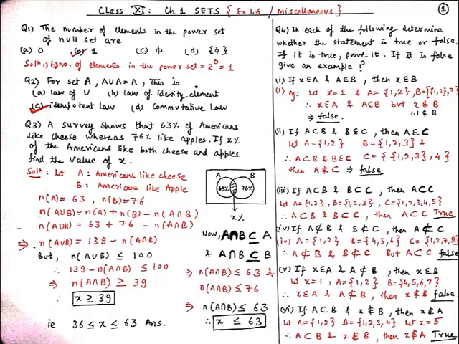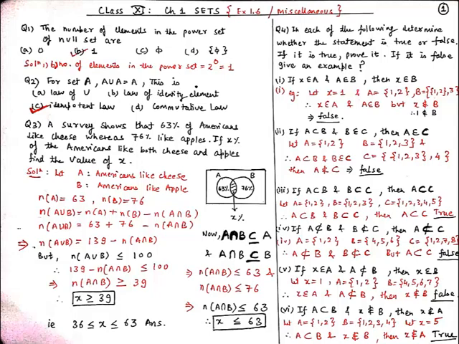Now our third question for today is: a survey shows that 63% of Americans like cheese, whereas 76% like apples. If X% of the Americans like both cheese and apples, then find the value of X. According to our question, let A be Americans who like cheese and B be Americans who like apples. So the number of Americans who like cheese is 63 and the number who like apples is 76. Therefore, n of A is equal to 63 and n of B is equal to 76.